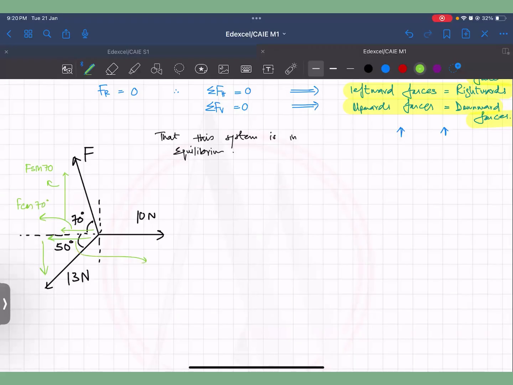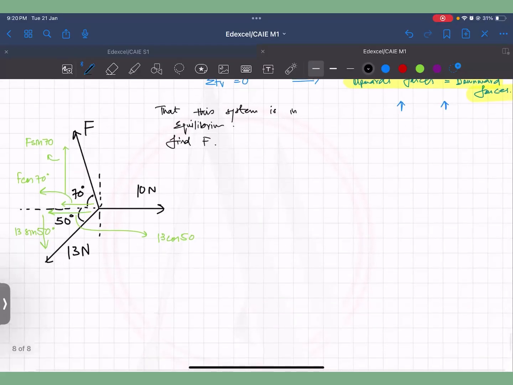This component would be 13 cos 50, and this would be 13 sine 50. So you broke down all your forces into the components. Okay, the question is find F. You know that this system is in equilibrium. So the sum of vertical forces would be equal to 0. So the vertically upward forces would be cancelling out the vertically downward forces.